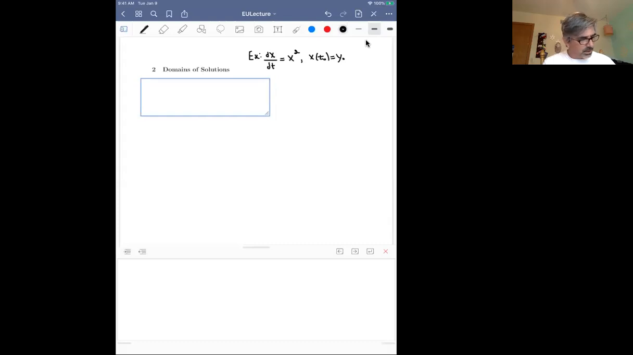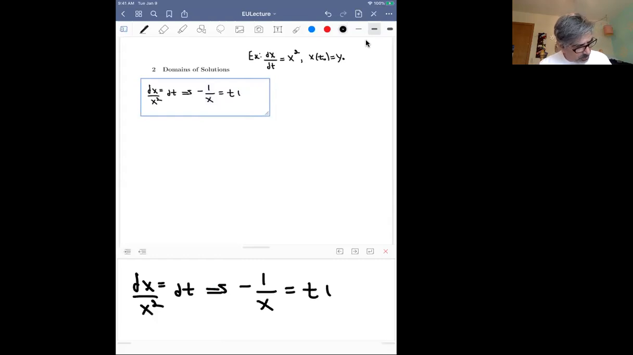So we would solve this by separation of variables. We get dx over x squared is equal to dt. Then I would integrate this, and when I integrate that, I get minus 1 over x equals t plus c. This is x to the minus 2, and the antiderivative of x to the minus 2 is x to the minus 1 divided by negative 1, so that's where the negative comes from.